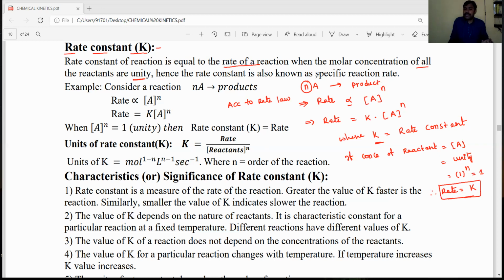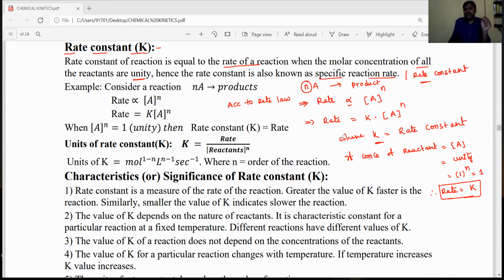Hence it is also known as the specific rate of reaction, or rate constant. Okay, dear students, what is the rate constant definition? The rate constant is defined as: when the concentration of reactants is unity, the rate of reaction is equal to the constant, which is also known as the rate constant, and it is also called the specific rate of reaction. Okay, dear students, I hope you understood.